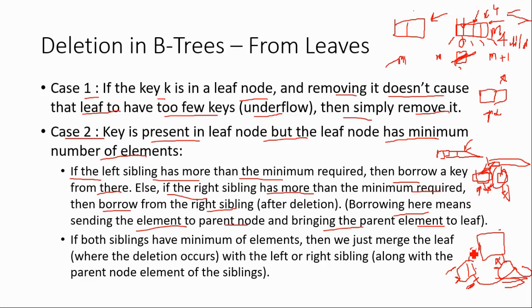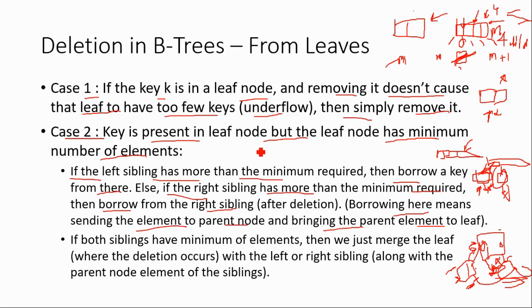First transfer this borrowed key into the parent node, and from there we send one element from the parent node to the node where deletion has occurred, the node that has requested the key. If we are borrowing from the left sibling, then the first element will be transferred there to that node, and if we are borrowing from the right one, then the last element will be transferred there. So this is the process of borrowing.